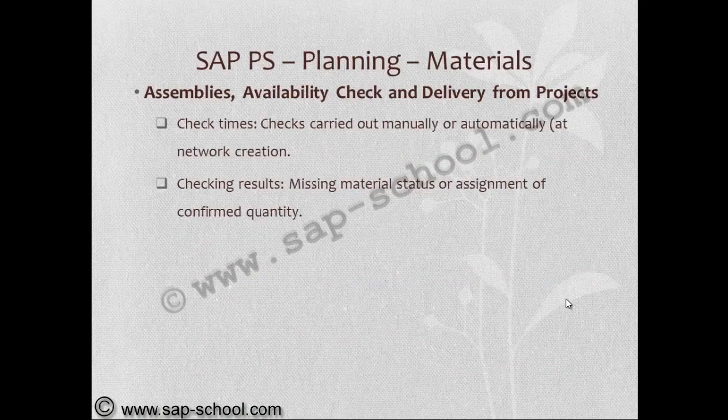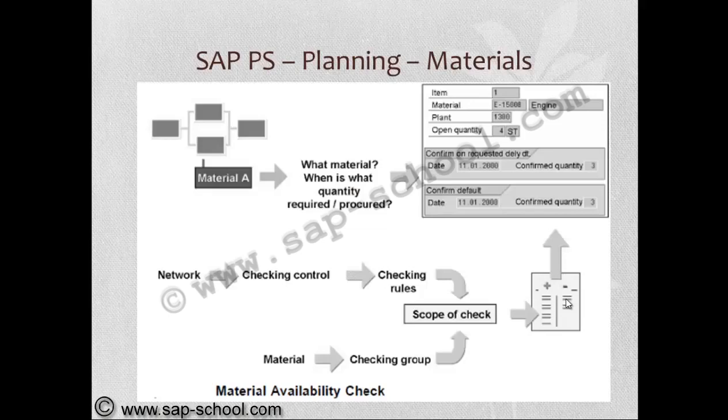Check items: checks carried out manually or automatically, either at the release or at creation. Checking results, the final results: missing material status or assignment of confirmed quantity. Now if you see here, what material, when, and what quantity is required or procured. This is the checking rule function.